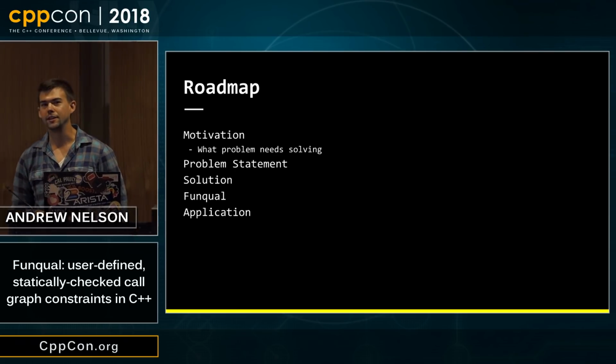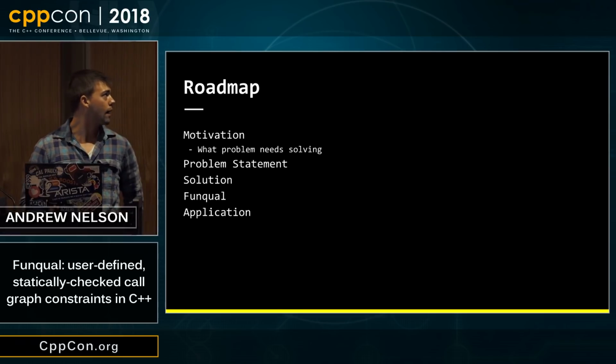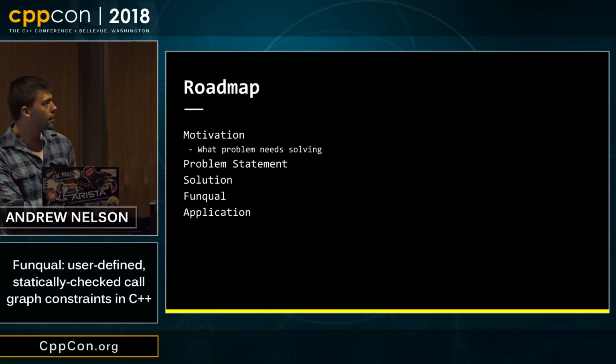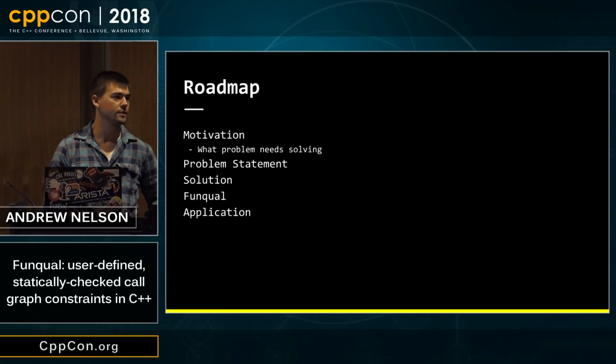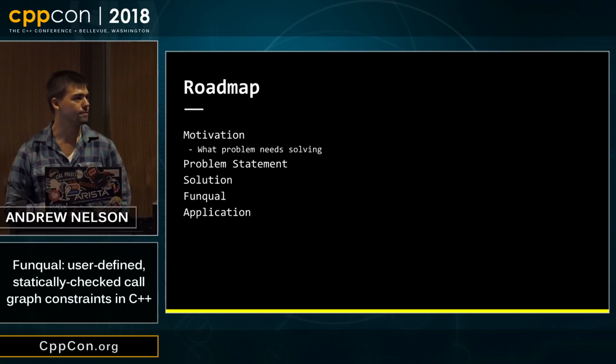First, we're going to start off with motivation. What's an example of a problem we can solve? Then we're going to get into a more general problem statement, and then how we built the solution. Then we're going to get into Funqual, which is the tool that actually enforces these call tree constraints. And finally, I'm going to talk about the application.